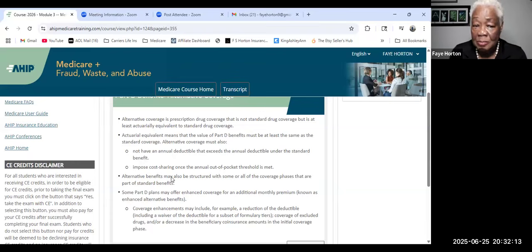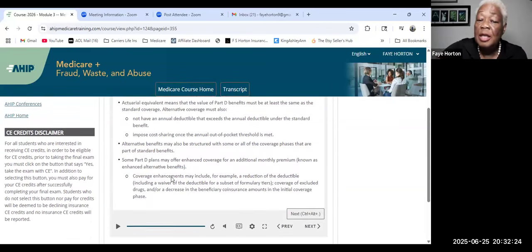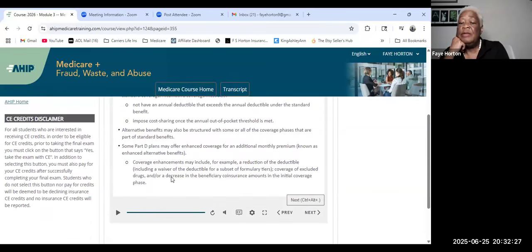Some Part D plans may offer enhanced coverage for an additional monthly premium, known as enhanced alternative benefits. Coverage enhancements may include, for example, a reduction of the deductible, including a waiver of the deductible for a subset of formulary tiers, coverage of excluded drugs, and or a decrease in the beneficiary coinsurance amount in the initial coverage phase.